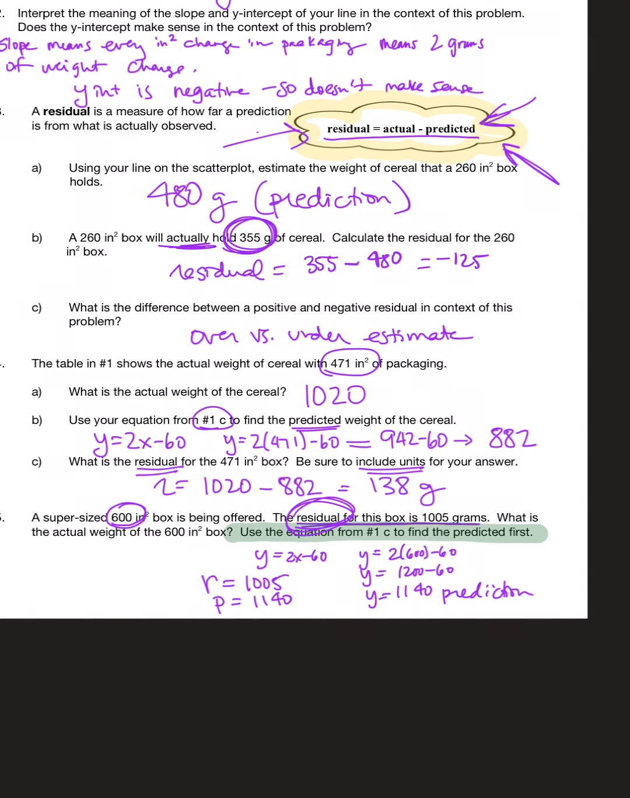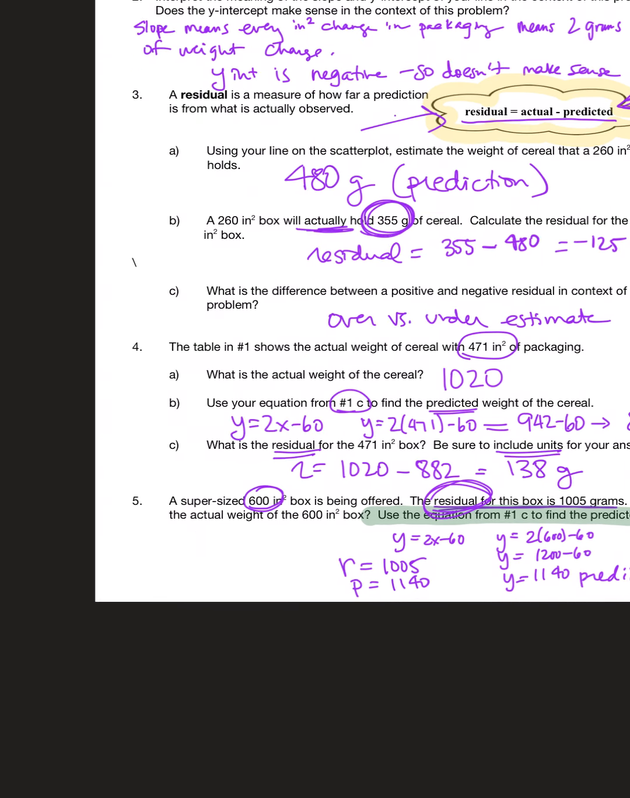Okay, so let me scoot this over just a little. Residual is equal to actual minus prediction. Let's put our numbers in. 1005 is equal to the actual minus 1140. You can solve this equation, right? You've done this many, many times. We're going to add 1140 to both sides. So our actual is 2145. All right, I hope that helps. Again, you can watch this video as many times as is needed, and I'll answer your questions when I get back.